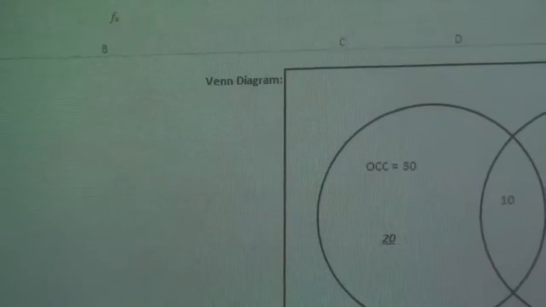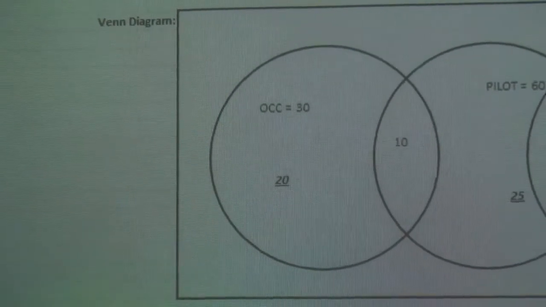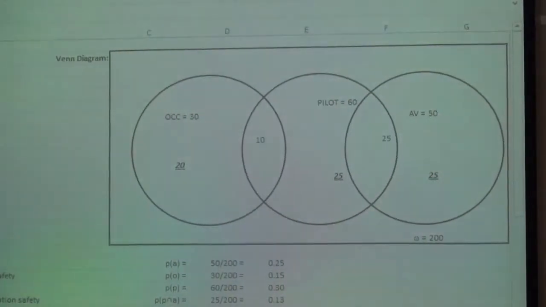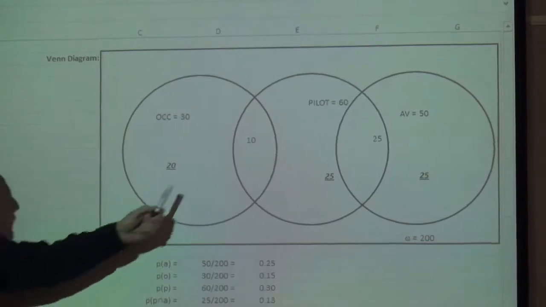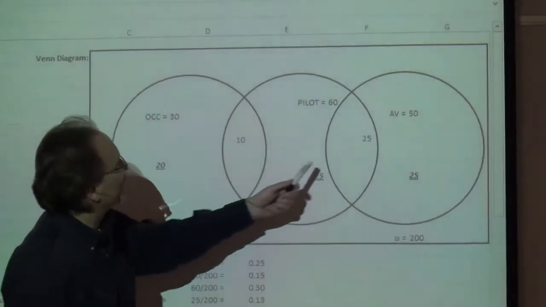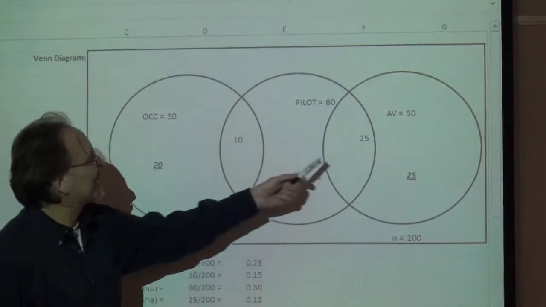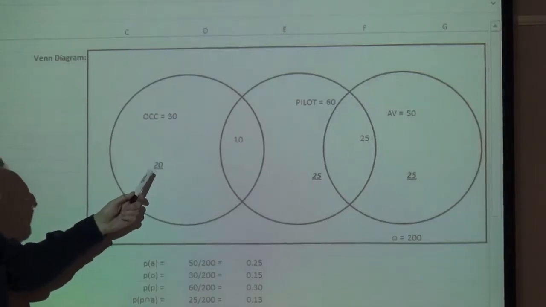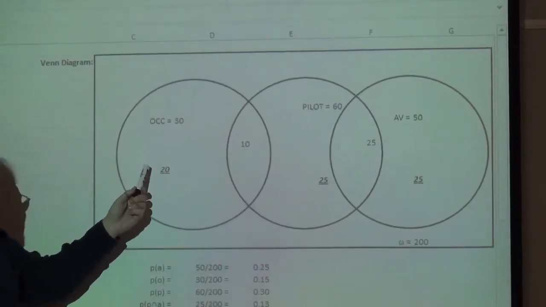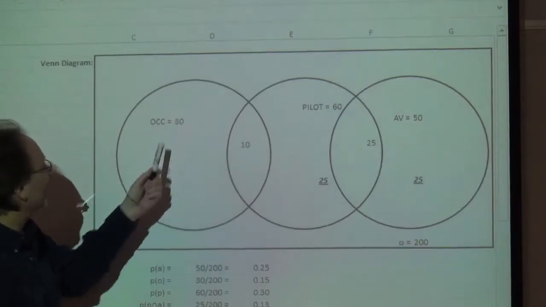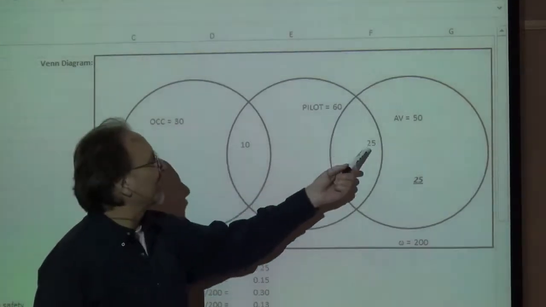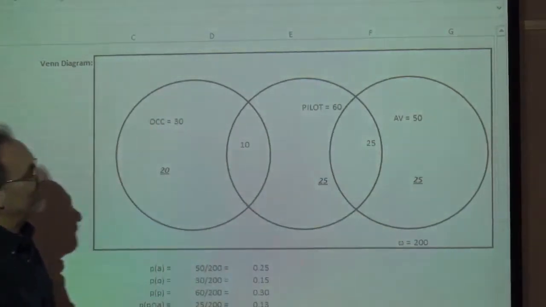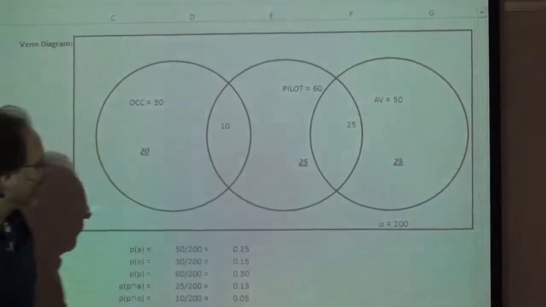So the way I envision that is that here's our 60 pilots, here's our 50 aviation safety people, and here's our 30 occupational safety people, and then there's the 10 pilots who are interested in occupational and the 25 who are interested in aviation. So this represents the intersection. And what's left here is the number who don't intersect with either of the other two. So I had to subtract 10 from 30 to get that 20, and then 35 from 60 to get 25, and then 25 from 50 to get 25 that are left behind. And that's our universe right there.